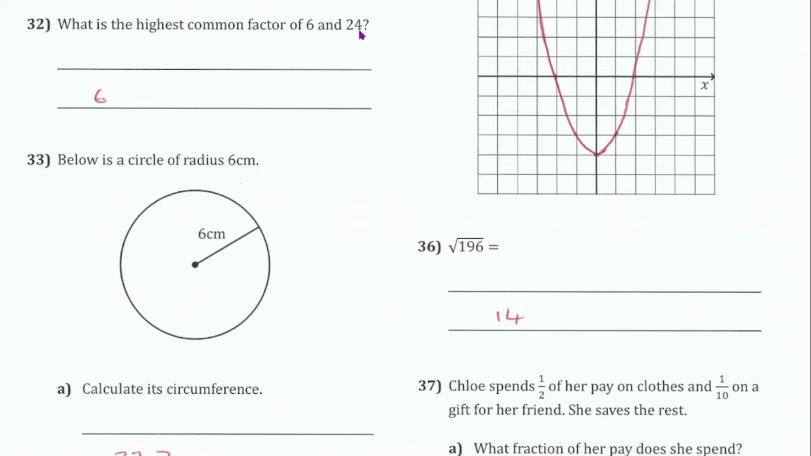Is 1 a factor of 24? Yes. Is 2 a factor of 24? Yes. Is 3 a factor of 24? Yes. Is 6 a factor of 24? Yes, it is. And so the highest common factor between the two is going to be 6.